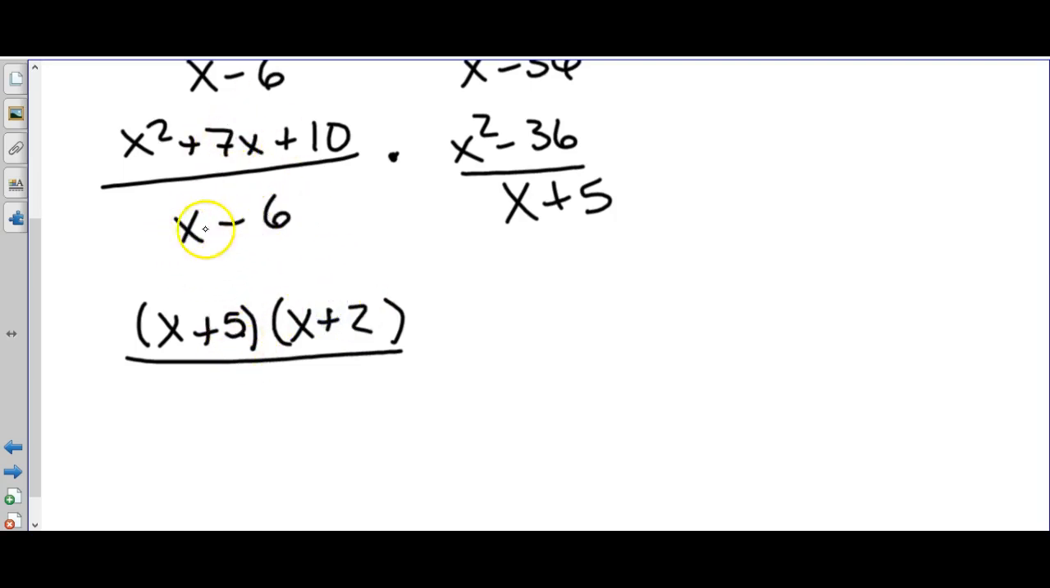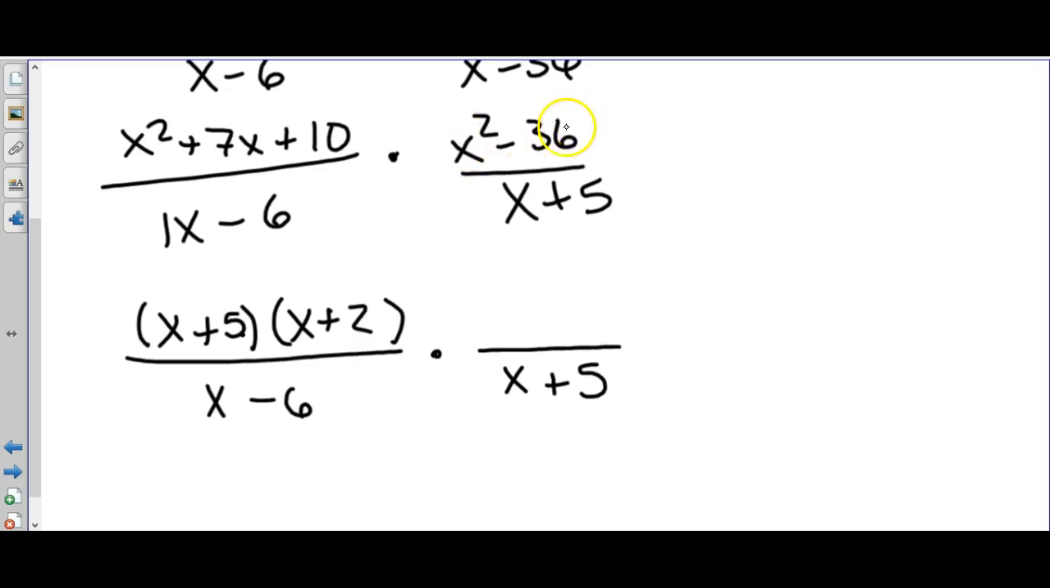X minus 6, there's only 2 terms, no squared. So this is probably greatest common factor, but again, there's this 1 in front. So the only thing that could divide into both of them is 1, so we just leave it how it is. Same thing on the bottom right, greatest common factor of 1, so we just leave it x plus 5.